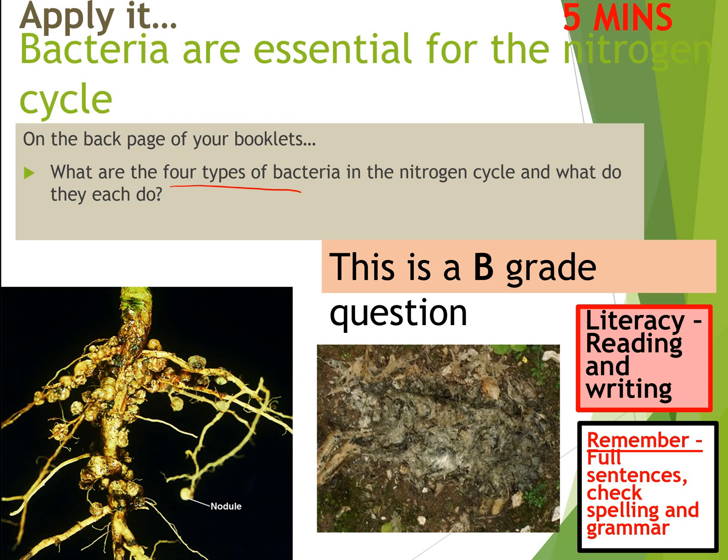So this is a literacy task. So turn to the very back cover of your book and you can bullet point them. I want to know the names of the 4 bacteria and I want to know exactly what they do. When we're explaining this for a B grade, it's very important that we say what they turn the chemical that they're acting on into. So there's 2 chemicals, the chemical that the bacteria act on and the chemical that they turn it into. Pause the video and have a go at doing that task now.